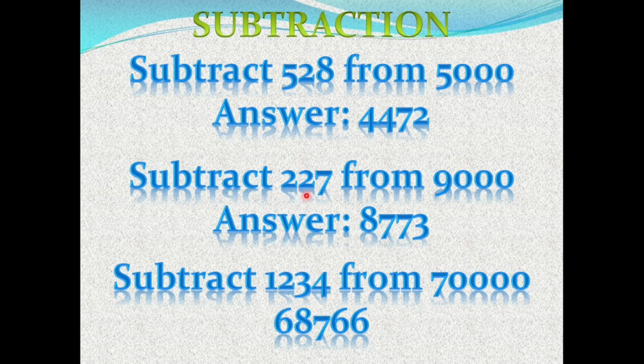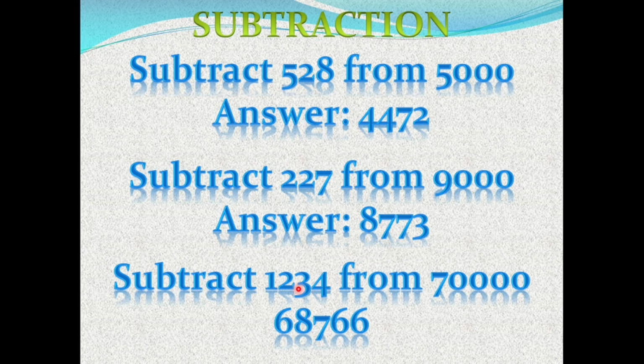And the other one is subtract 227 from 9000. How could it be done? 9 minus 1 is 8, 9 minus 2 is 7, 9 minus 2 is 7, and 10 minus 7 is 3. It's as simple, right?